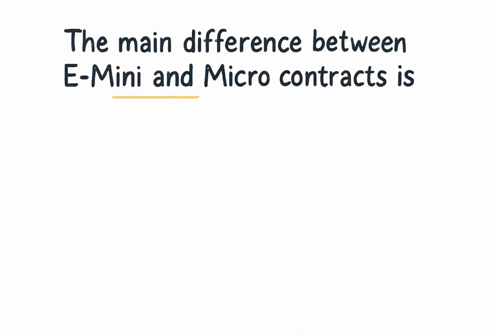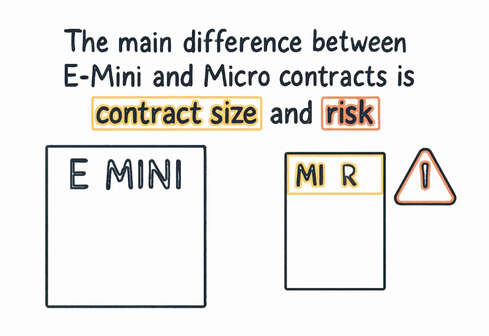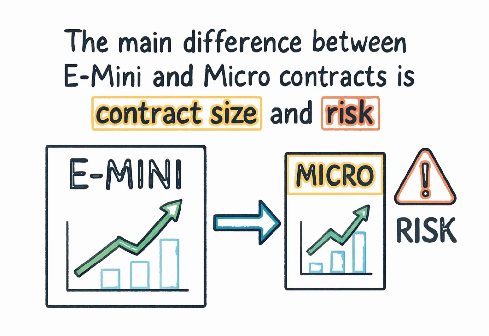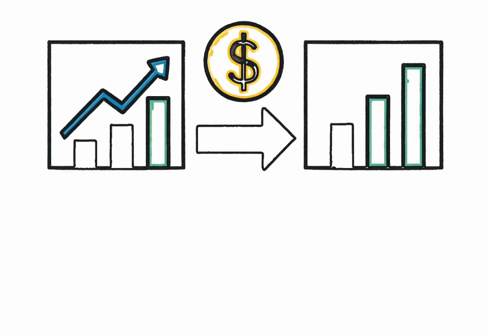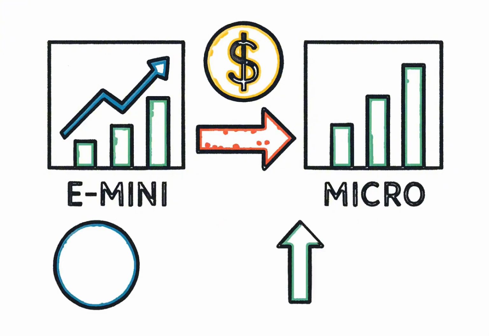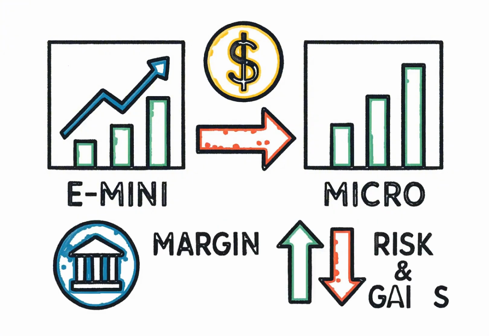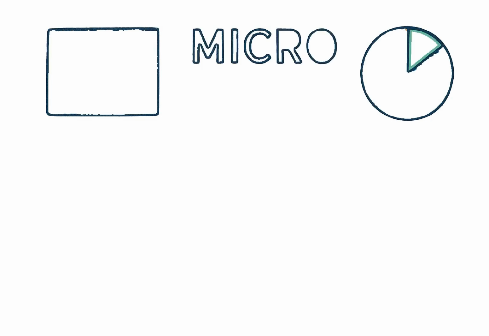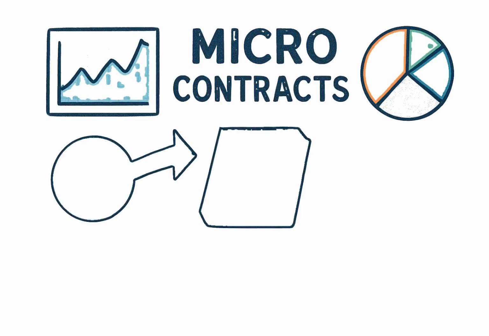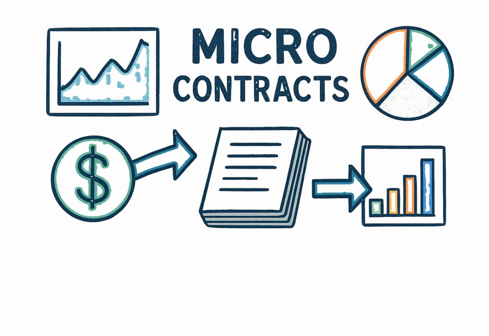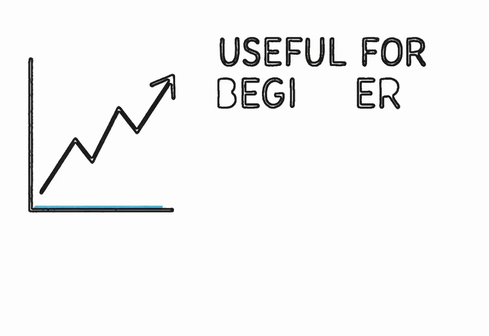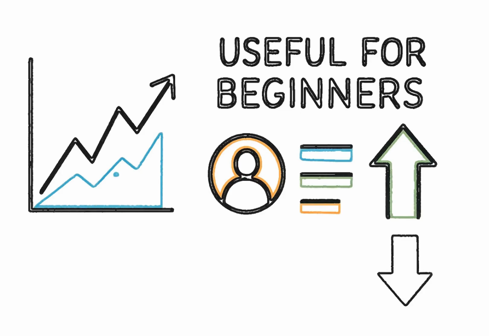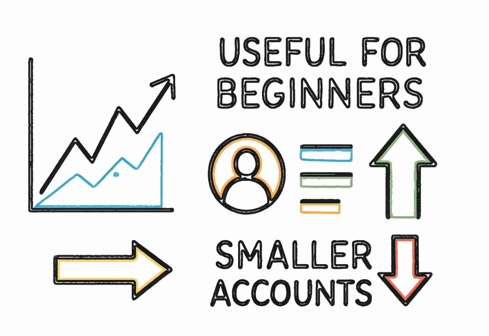The main difference between emini and micro contracts is contract size and risk. Because emini contracts have a larger value per price movement, they require more margin and involve greater potential gains and losses compared to micro contracts. Micro contracts allow traders to participate in the same markets with lower capital requirements and more precise risk control. This makes them useful for beginners, for smaller accounts, or for traders who want to scale position size gradually.